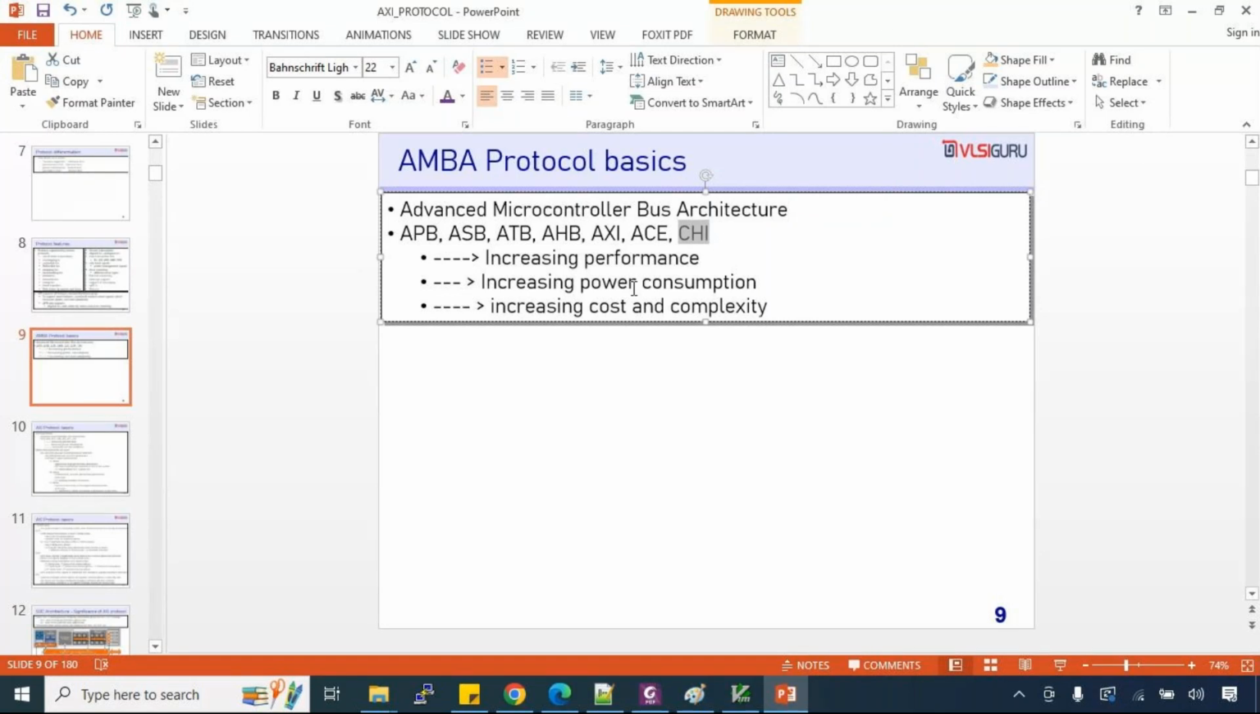As you go in the arrow direction, the performance increases. I mean, they are meant for high performance. This one gives you the lowest performance. Power consumption also will increase, because to support more features it needs more signals. With more signals, more power consumption will happen. Cost and complexity also increase.